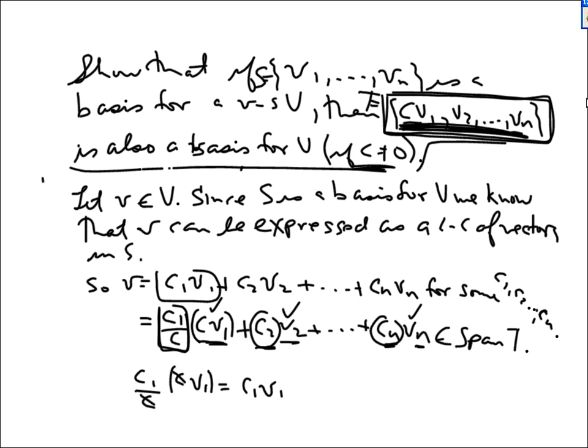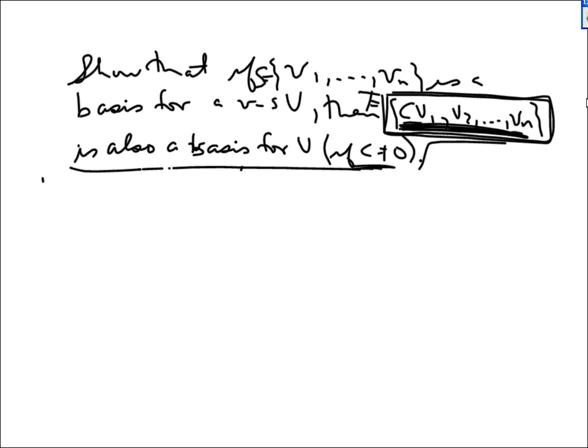I didn't use the letter T in the first half, but we showed that T is linearly independent and that T spans the vector space V. Any vector in V is in the span of T. Combining this, we can now say, therefore, T is a basis for vector space V. A couple more proofs.